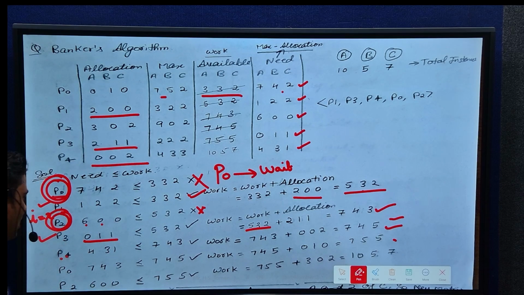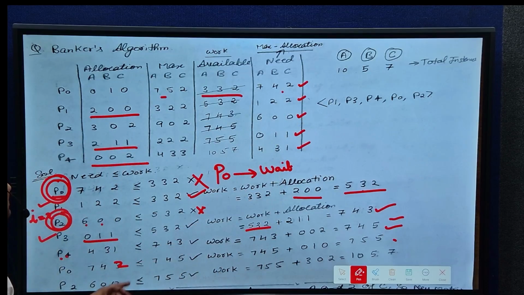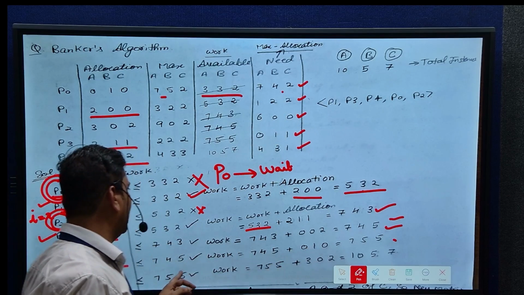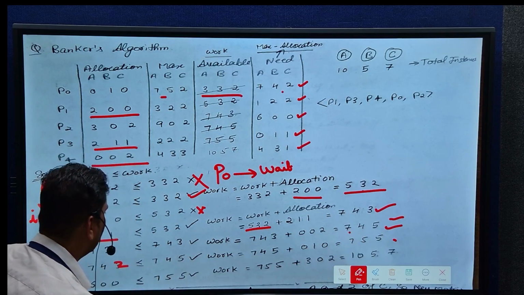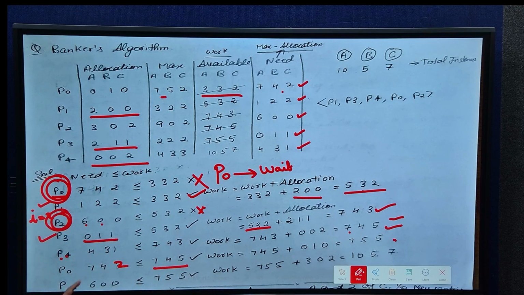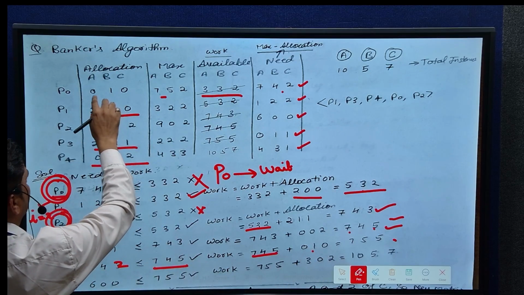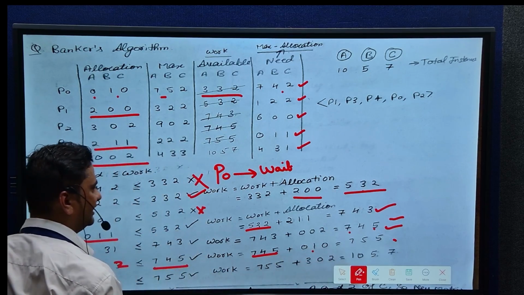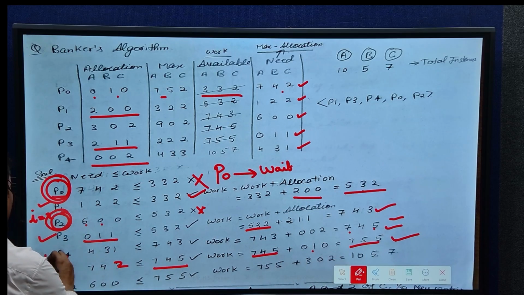Now P0 will check what is the need of P0. Need of P0 is 742. 742 is less than or equal to work. What is work? 745. Work is 745, so this condition is true. Now again we have to update the work: work equals work plus allocation. What was the allocation of P0? 010. Now it is added, and it became this. P0 is also executed, and P4 is also executed.